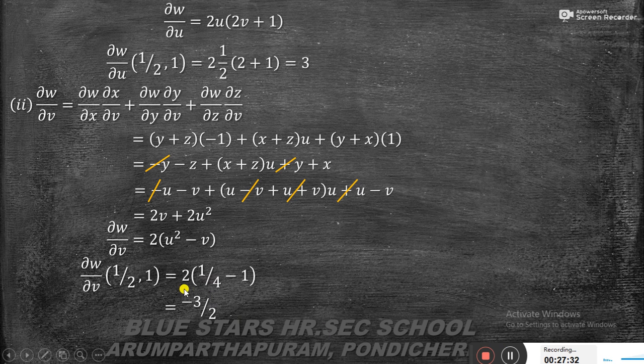This is the answer, just doing the cross multiplication. 1 by 4 minus 1 means 4 into minus 1 is minus 4, so 1 minus 4 by 4 means minus 3 by 4, again into 2, so the 2 and the denominator 4 cancelled, so the remaining answer is minus 3 by 2. Therefore dou w by dou v at the point 1 by 2 comma 1 is minus 3 by 2. This is the answer.